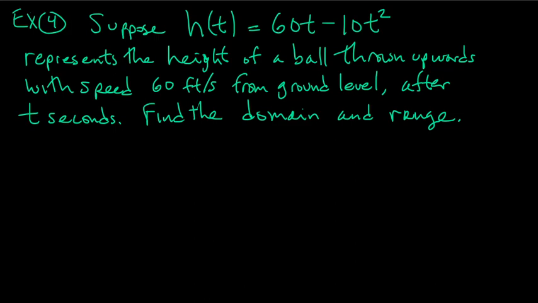Okay, one more type of example here. Suppose h of t is equal to 60 times t minus 10t squared. This represents the height of a ball thrown upwards with a speed of 60 feet per second from ground level, after t seconds. Okay, so we want to find the domain and range of this function.